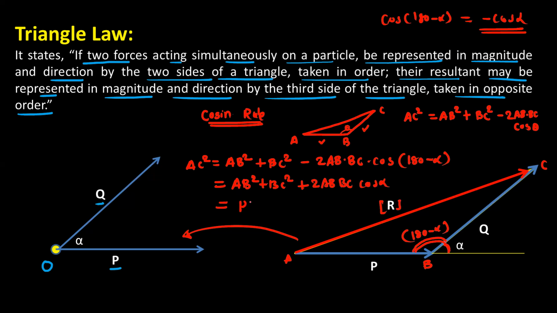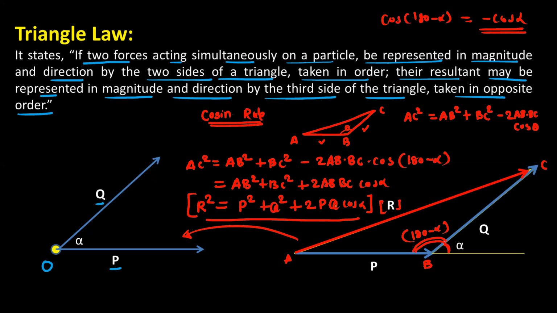AB is nothing but force P, so it is P square. BC is nothing but force Q, so it is Q square. 2 AB BC is 2PQ cos of alpha. And what is AC? AC is nothing but the resultant. So we get the same formula as that of the law of parallelogram of forces. R is equal to, if you take the square root, the root of P square plus Q square plus 2PQ cos alpha.